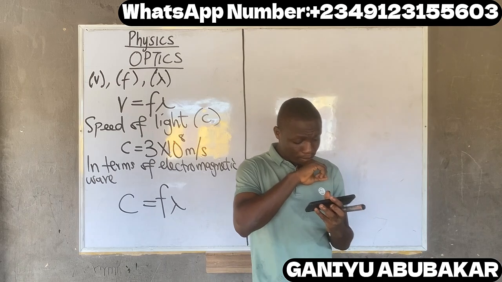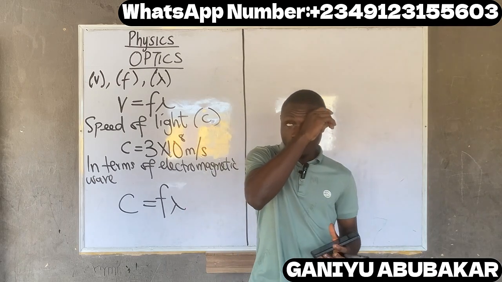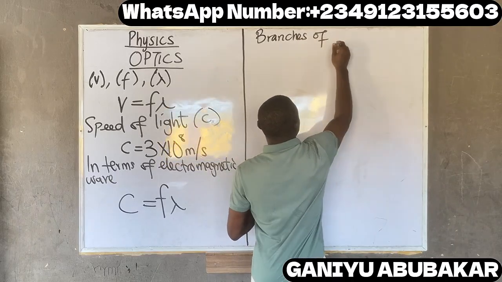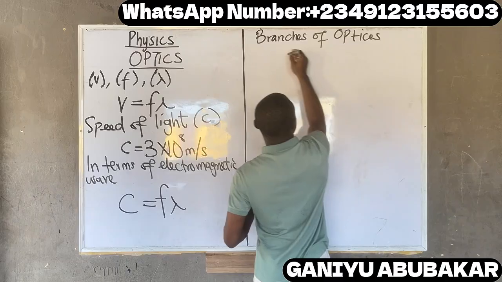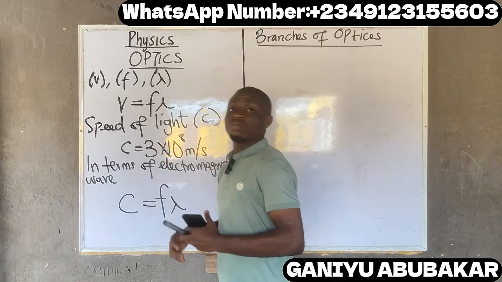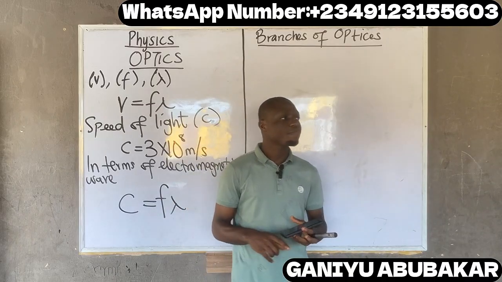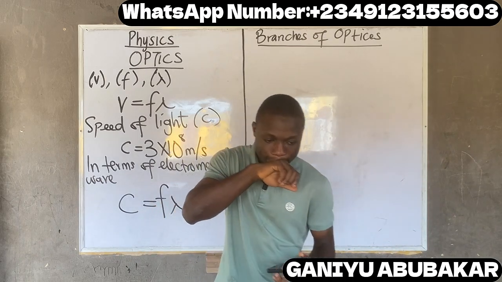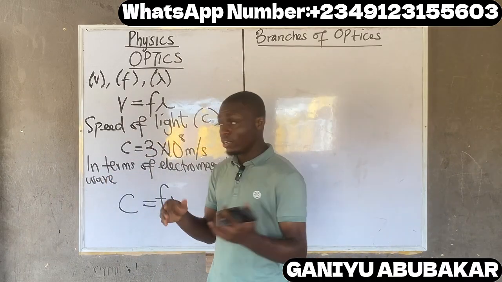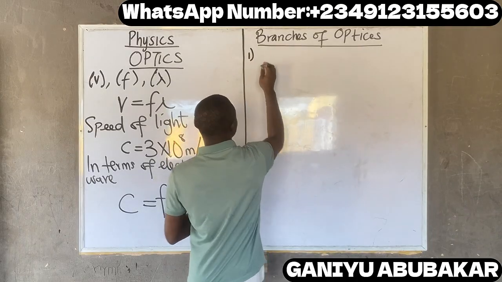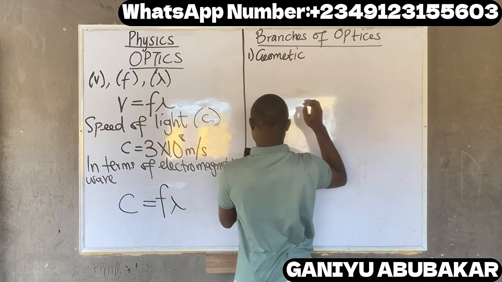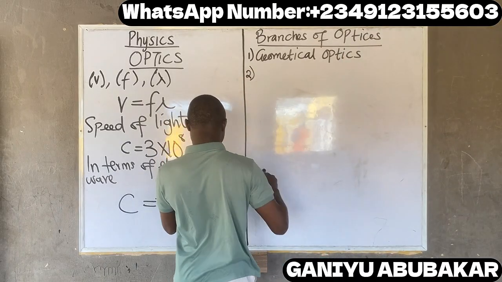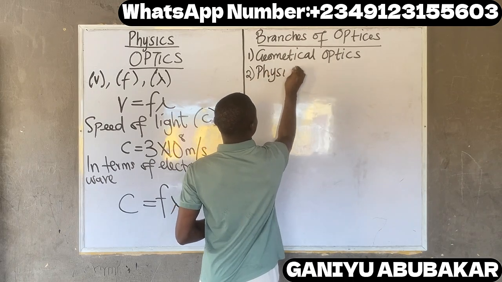At this junction, let's look at the branches of optics, right? There are two main branches of optics, which include, number one, geometrical optics. Number two, physical optics.